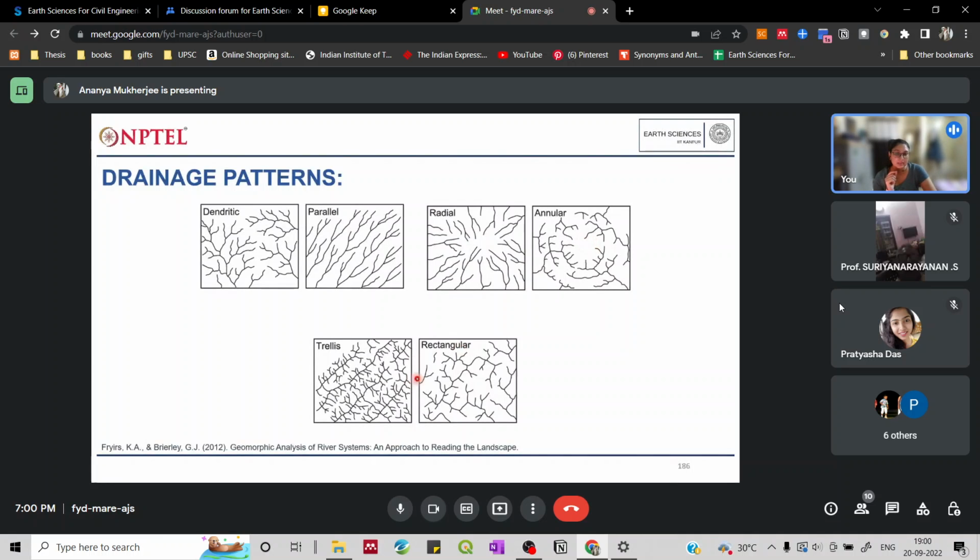Then you have trellis. Trellis happens when there is very intensely folded sedimentary terrain over here. The planes between two folds act as planes of weakness, and the rivers will start flowing along those folded regions. Then rectangular is very much governed by the existence of fractures and joints in massive rocks. This can be seen in such areas.